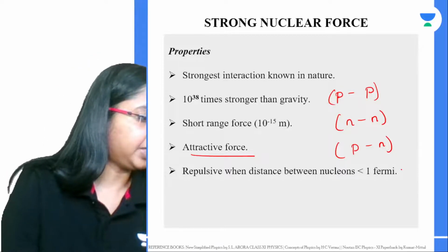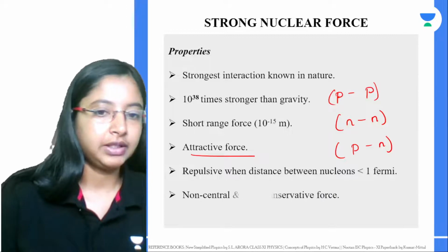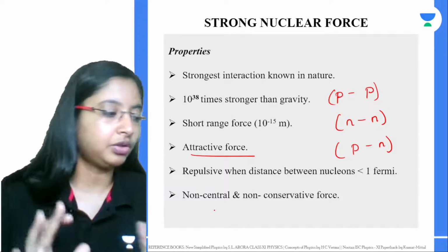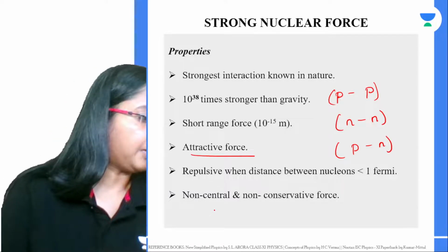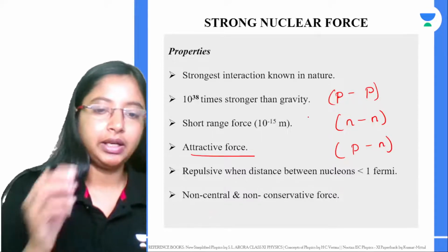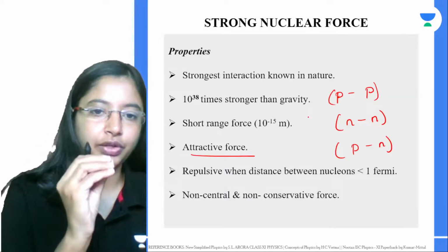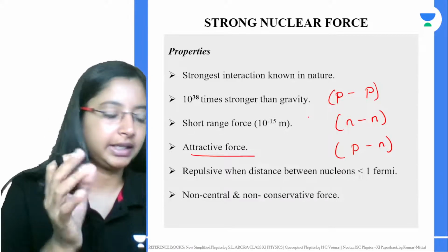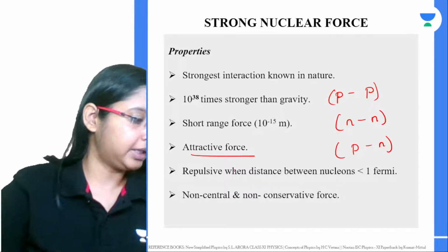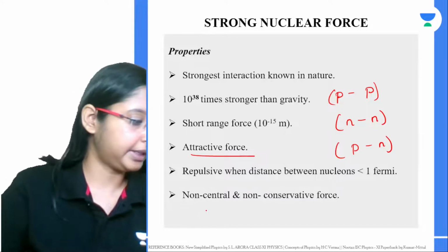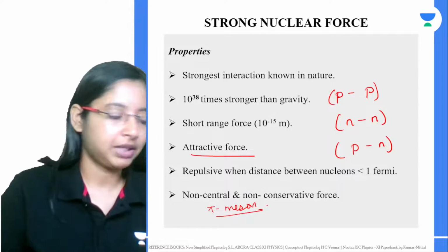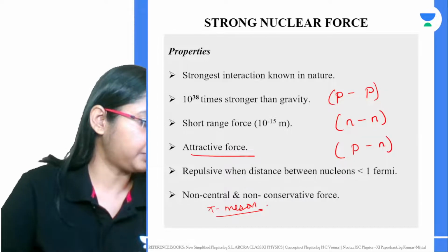From here we can say this particular force is a non-central force. It doesn't act along the line joining the two particles, and it's also a non-conservative force. As I said earlier, it applies only on a very short range. If the distance increases, then the force itself becomes repulsive. The field particle in this case is the pi meson. These are again elementary particles, much more elementary. You may not have seen them.